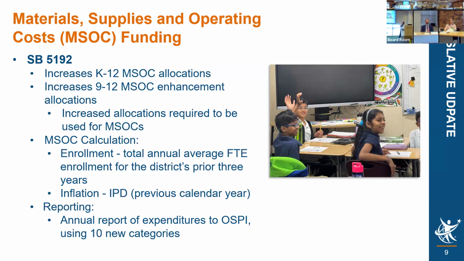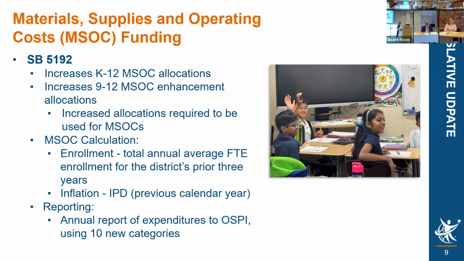The Senate bill is about $2.4 million to the district, where the House bill would be about $700,000 for the district annually. For the Senate bill, it increases the multipliers as well as it changes the calculation a little bit, so there might be a little bit of an impact because they're using a historical average for the enrollment portion of it. But what I do want to note is that the Senate is really trying to put some guardrails on how districts use that fund, and they're requiring that we use those funds only on MSOC.